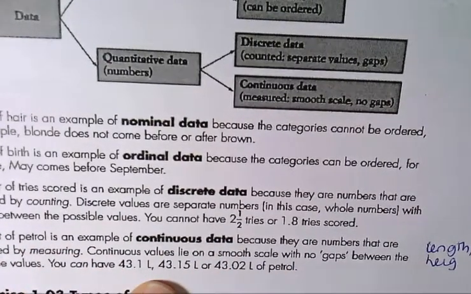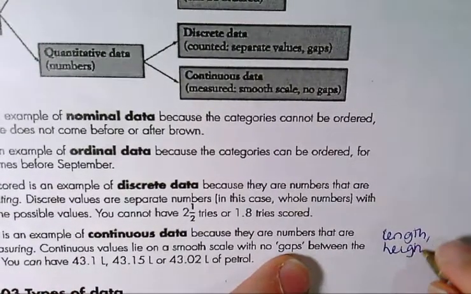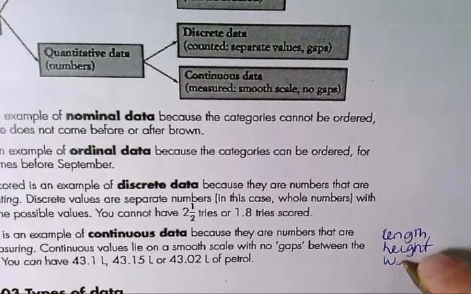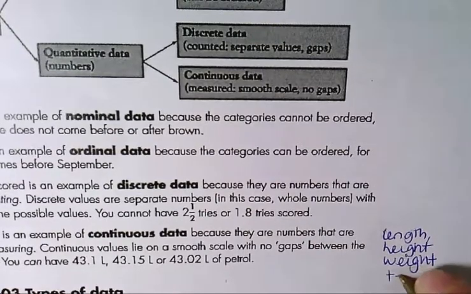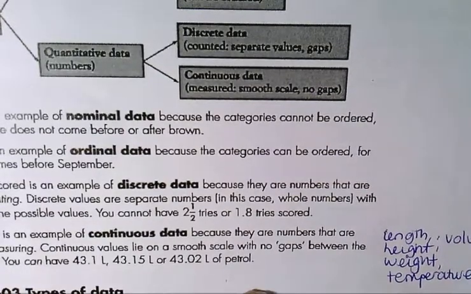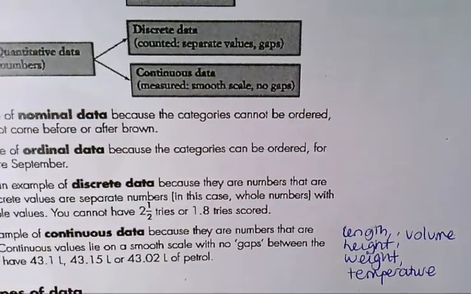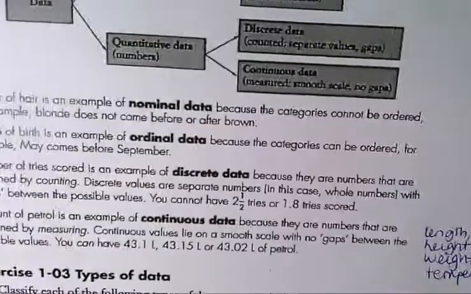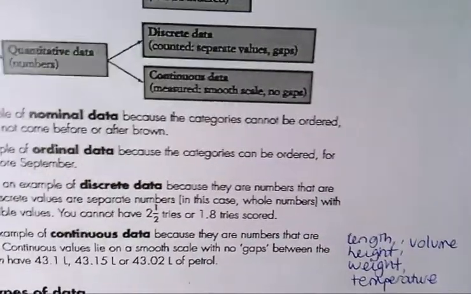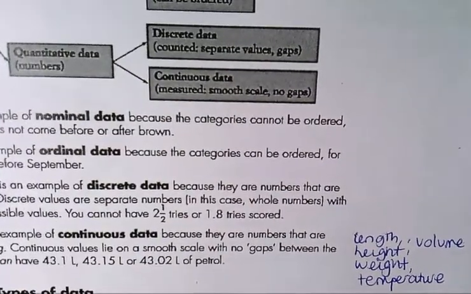Well, actually, when you're measuring petrol, if you look at the petrol pump, it might say 43.15 litres or something like that, okay? So we've got length, we've got height, if you're trying to measure length, your height. If you're looking at weight, if you're looking at temperature, okay, they're all measured on a continuous scale. If you're looking at volume, that's measured with a measuring cylinder that you might have in science, or with a pump, for example, when you're filling up petrol. Okay, so all these things that can be measured are continuous data, examples of continuous data.